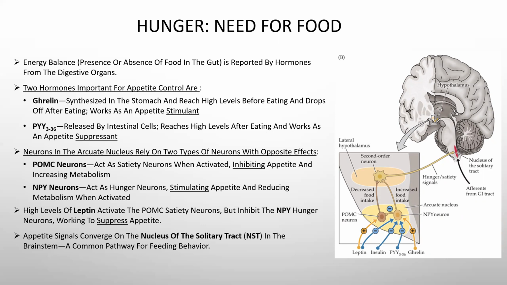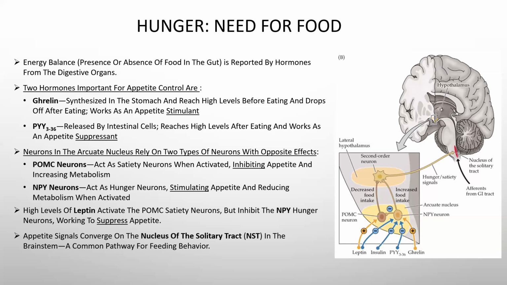So if you follow along on the figure on the right-hand side, you'll see ghrelin at the bottom and a plus sign. Okay, so it's a stimulant. The PYY, released by intestinal cells, reaches high levels after eating and works as an appetite suppressant, and that's represented as a negative sign. Neurons in the arcuate nucleus rely on two types of neurons with opposite effects.